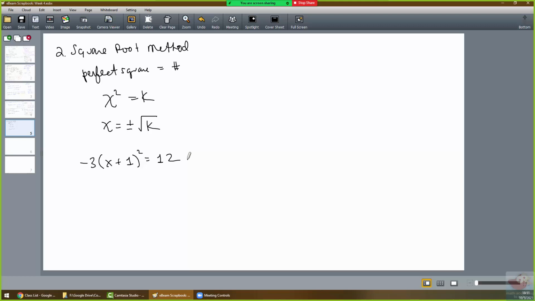So just making this one up. Negative 3 times the quantity x plus 1 squared equals 12. That perfect square needs to be by itself. Negative 3 times the quantity x plus 1 quantity squared is not a perfect square. We need to get rid of that negative 3. You can't distribute the negative 3 through the x plus 1 because the square says exponents before multiplication. So how do we get rid of the negative 3? You would divide negative 3 on both sides. Excellent.